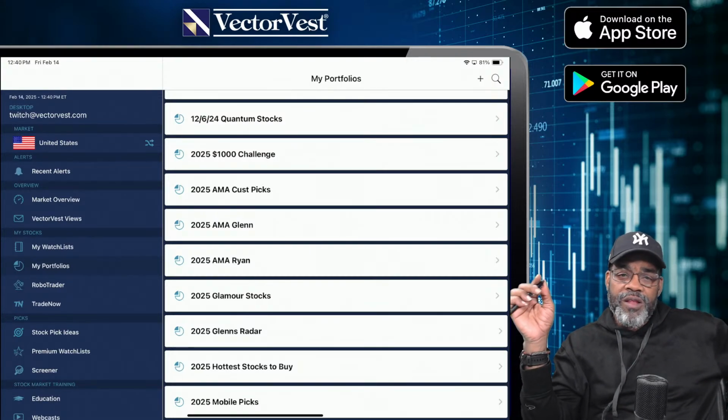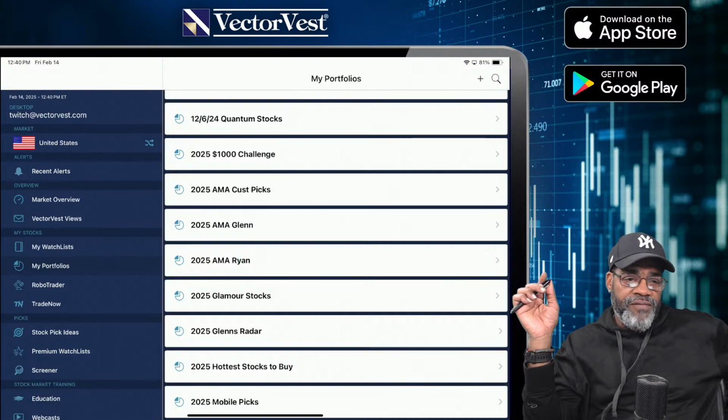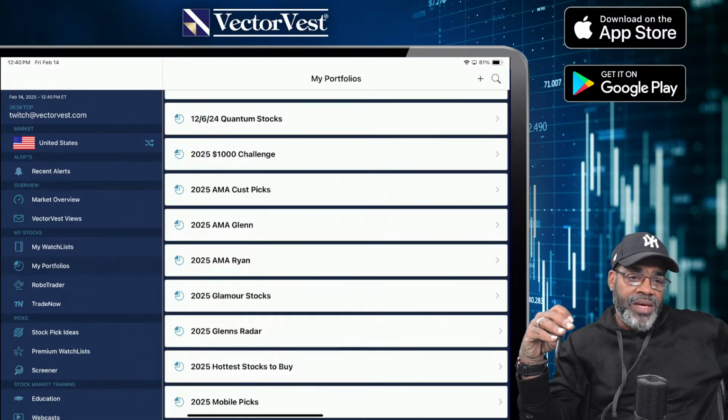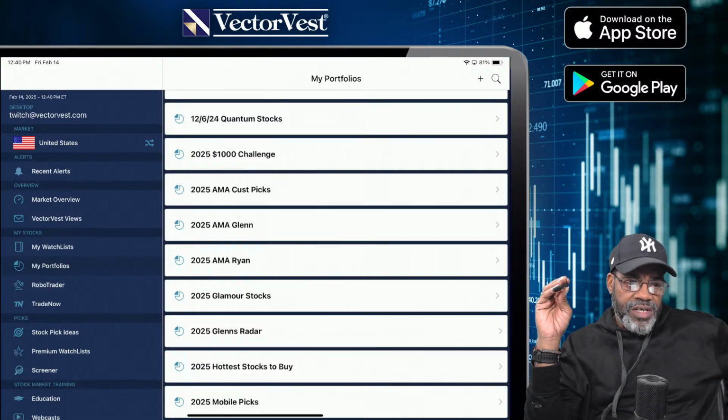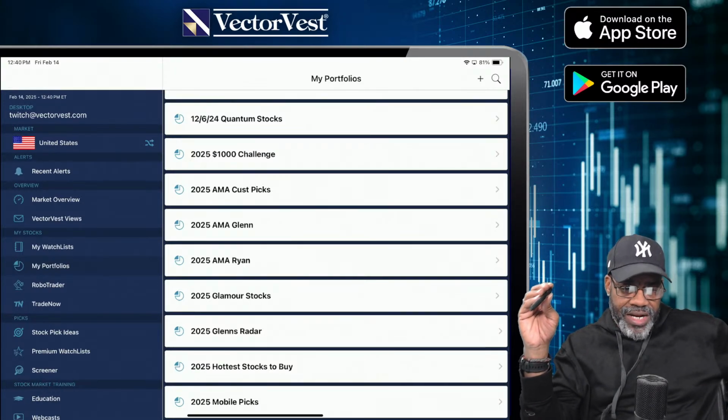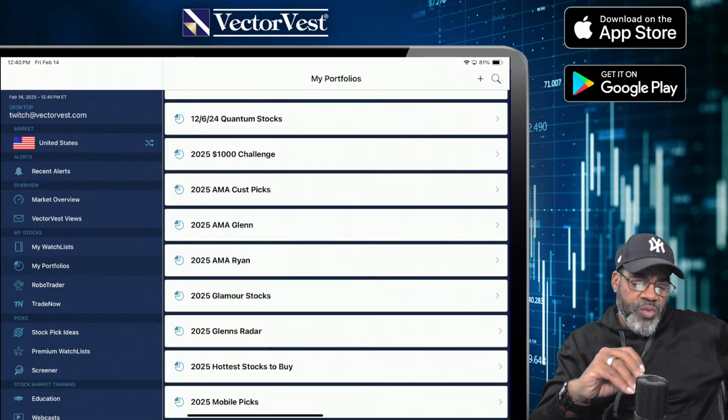This is not going to be all about news and stuff. You know, some of these stocks might be affected by news, but it's not going to be news driven. It's going to be VectorVest driven by our indicators. And we're going to see what we can do.